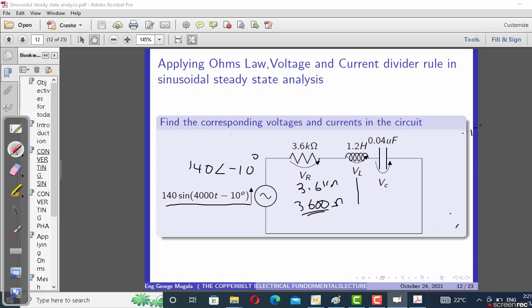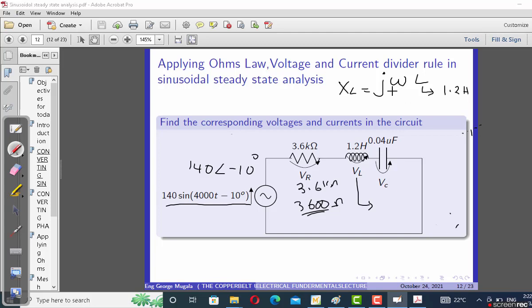What about the inductor, which is about 1.2 Henry? Now remember, for the inductor, if you convert it into its complex format, as I explained in my previous video, the reactive inductance XL in complex format assumes j, which is the operator, times omega L, where L is the inductance value, which in this case is 1.2.